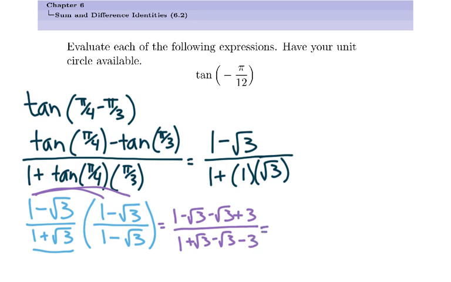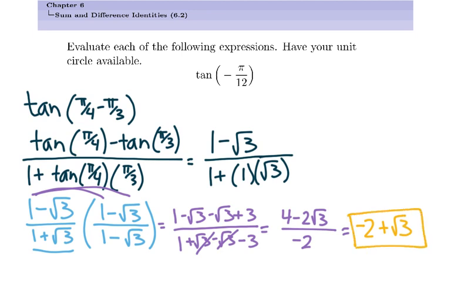Some students call it FOIL, but you're just distributing those quantities there. 1 plus 3 is 4. Minus how many root 3's am I subtracting? 2 of them, so 2 root 3. Over, these are opposites, so they cancel. 1 minus 3 is negative 2. Let's go ahead and simplify that. This divided by this is negative 2. This divided by this, negative divided by negative, is a positive. 2 divided by 2 is 1. 1 times square root of 3, so this would be my final answer here.